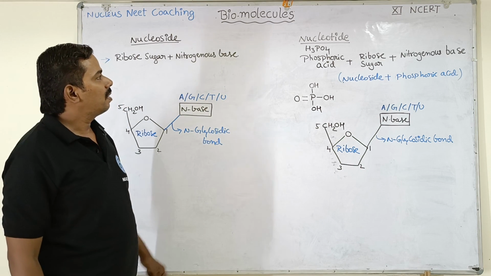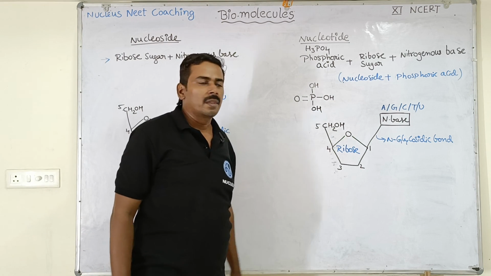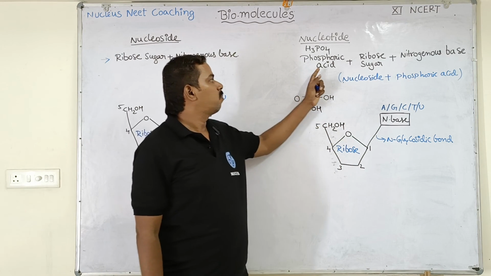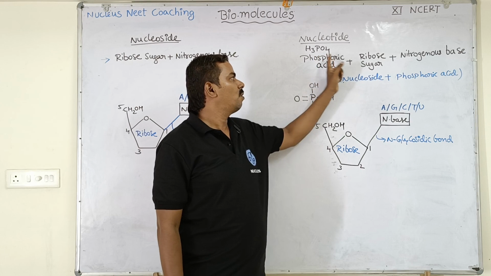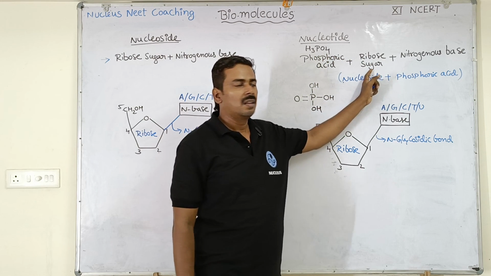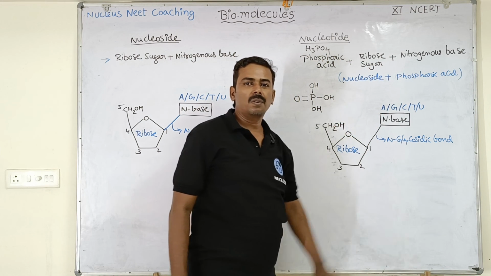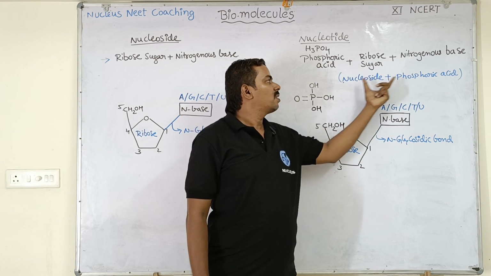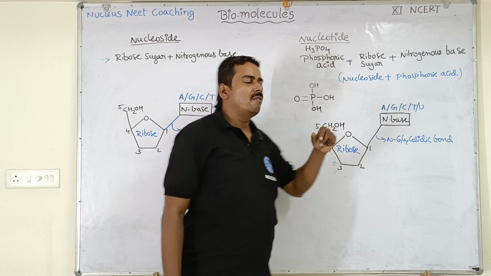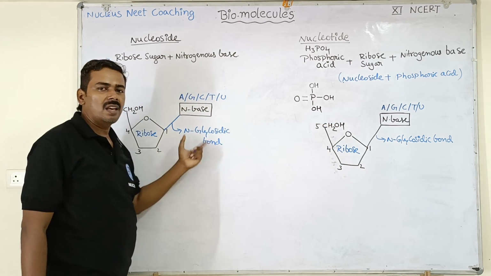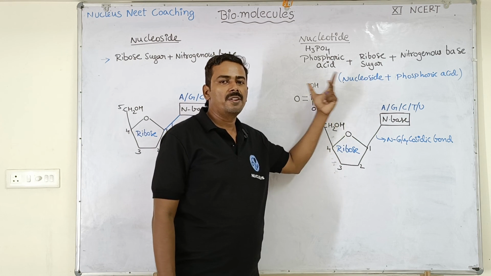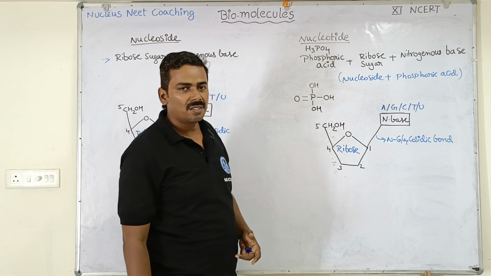Now let's come to nucleotide. What is a nucleotide? A nucleotide is a combination of phosphoric acid H3PO4 plus a ribose sugar plus a nitrogenous base. Or simply you can write it is a combination of nucleoside and phosphoric acid. When a nucleoside is attached with another molecule called phosphoric acid, it results in formation of a nucleotide. Now let us look at this structure.